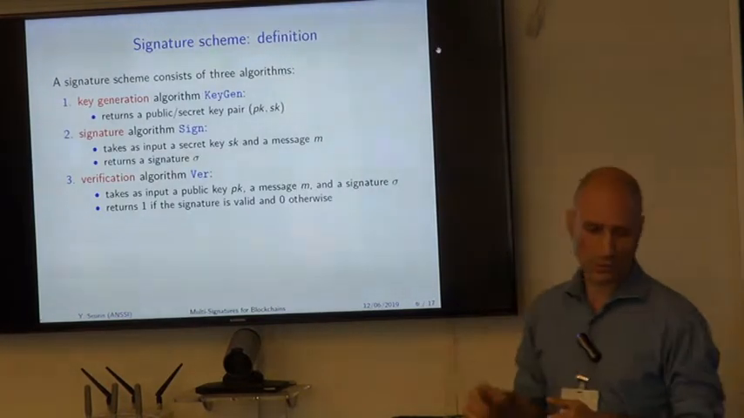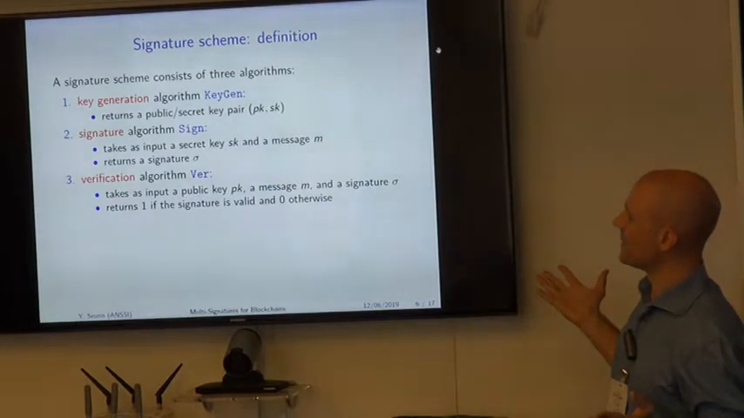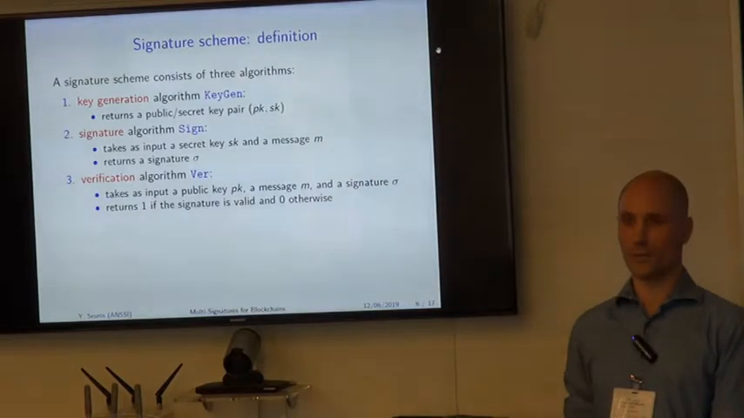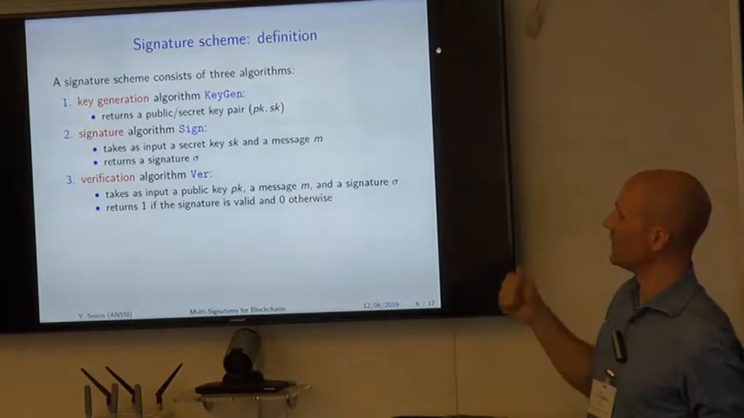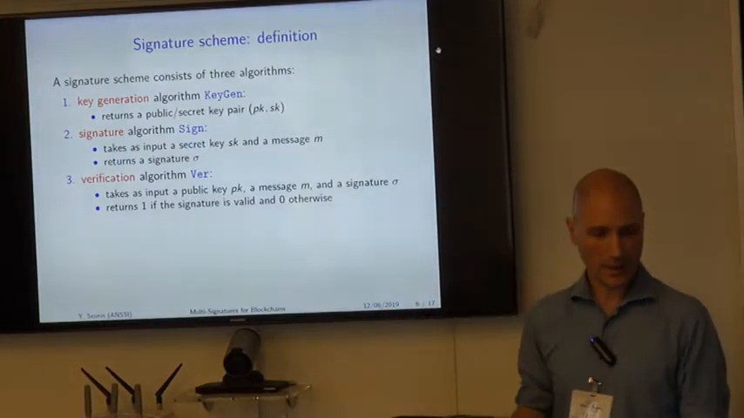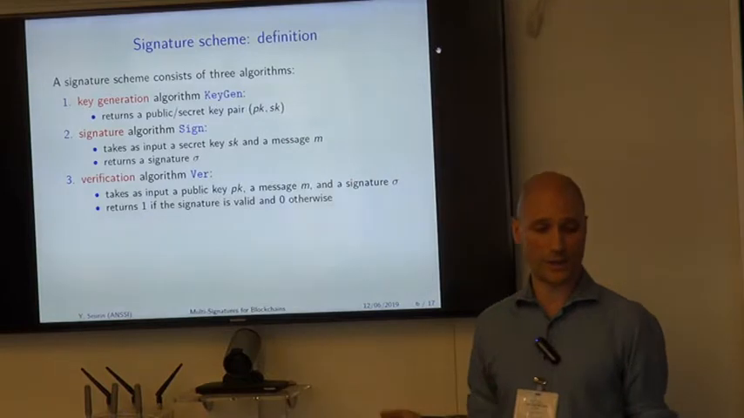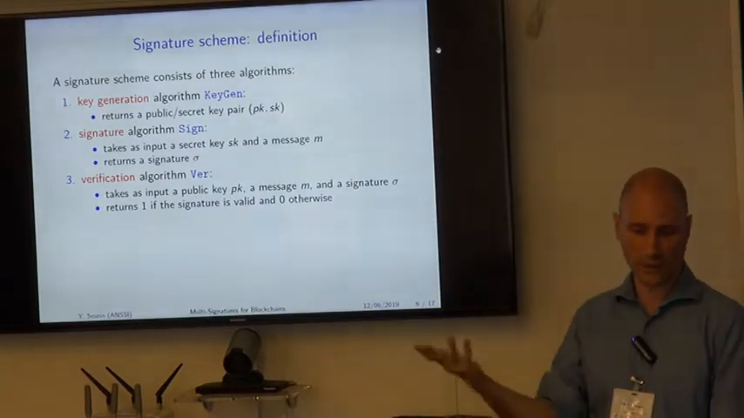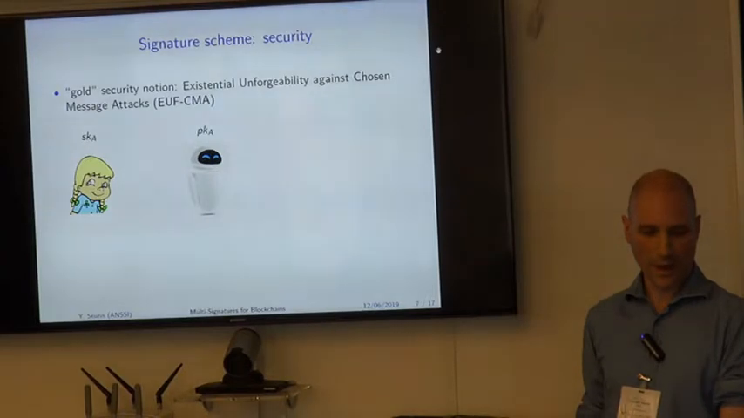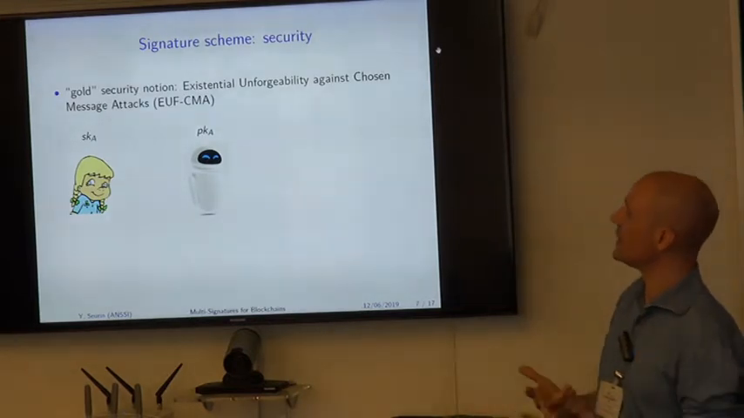I'll give a few formal definitions of what a signature scheme is. A signature scheme is 3 algorithms. First, a key generation algorithm, which generates a public key and a secret key. Anyone who wants to create a Bitcoin address will run this key generation algorithm, make the public key public, and keep the secret key secret to spend the Bitcoin later. Then a signature algorithm, which takes a secret key and a message and returns a signature, and a verification algorithm, which takes a public key, a message, and a signature and says whether the signature is valid or not. So it's quite simple, right? The security notion we want for signature schemes is called existential unforgeability against chosen message attacks.